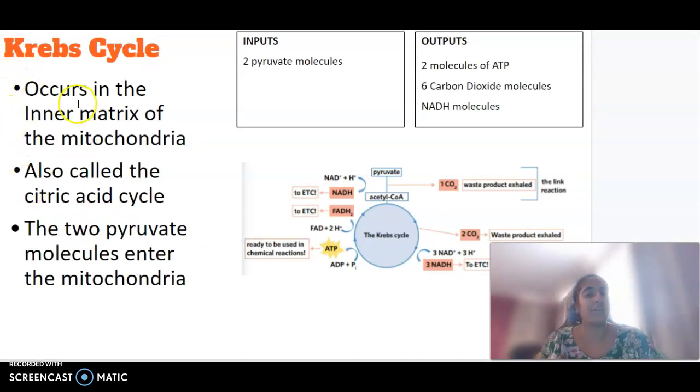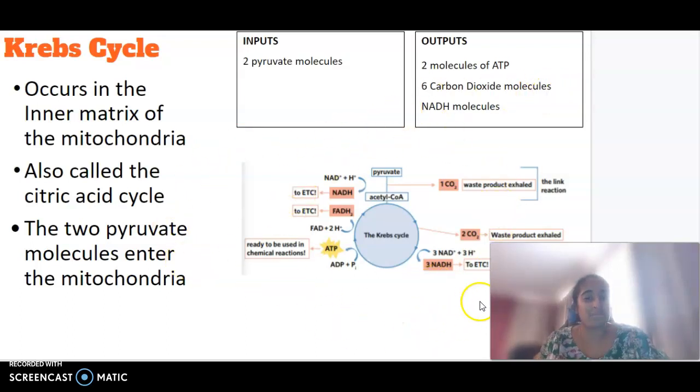So the Krebs cycle occurs in the inner matrix of the mitochondria. This process is also called the citric acid cycle. So those pyruvate are going to enter the mitochondria, and they're going to result in an output of 2 ATP, 6 carbon dioxide molecules, and some NADH as well.